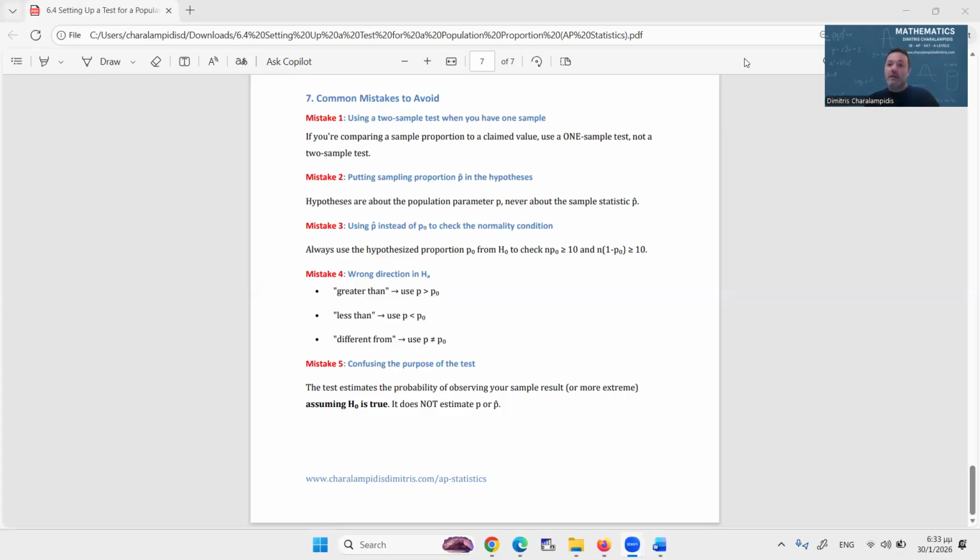Finally, confusing the purpose of the test. The hypothesis test does not estimate either the population proportion or the sample proportion. It simply estimates the probability of observing your sample proportion or an even more extreme value, assuming that the null hypothesis was true.